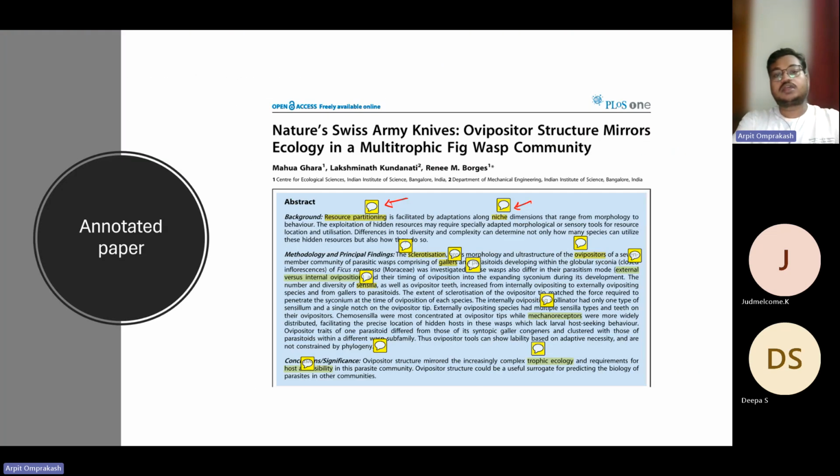For example, if you are reading this abstract for the first time, you might come across many different words such as sclerotization, ovipositors, trophic ecology, mechanoreceptors, which you might not know about. So it's very important for you to go look for these words, what they mean, and so on.